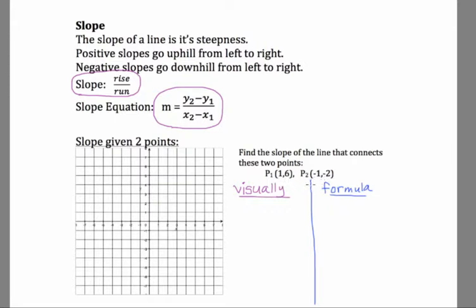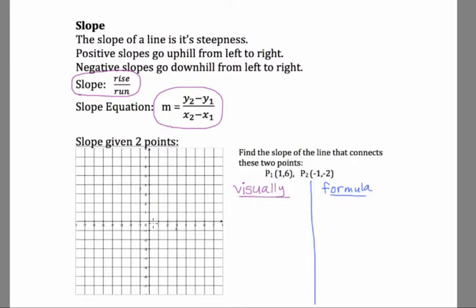I'm going to teach you 2 ways to do this that will connect together, but you can decide which way you would like to do this problem. One way is to just do it visually. Graph both of those points, draw the line, and see what the slope is.